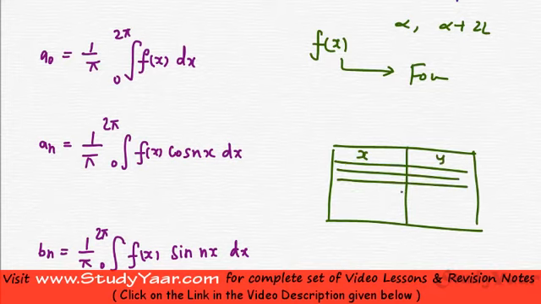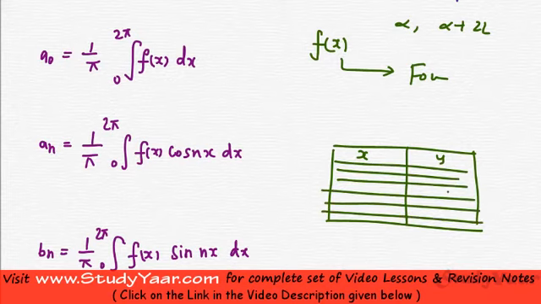Let's suppose you have different values of x, which could be like 1, 2, 3, 4, 5. At these values of x, you have corresponding values of y. It could be anything, so I'm just filling up this table with some arbitrary values. You have to find out y as a function of x.